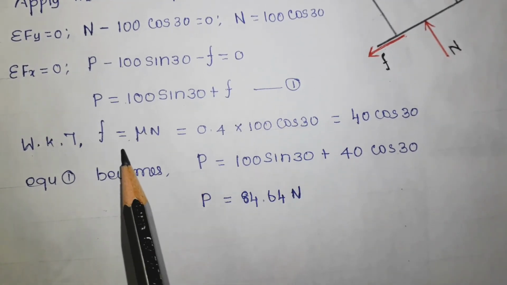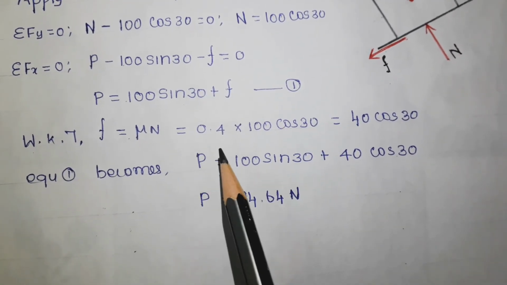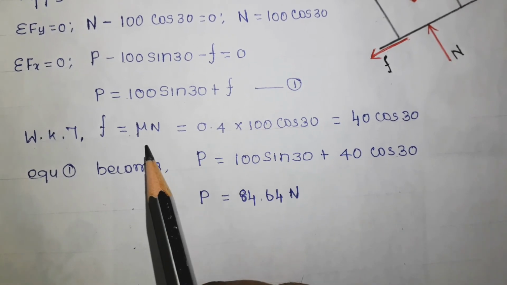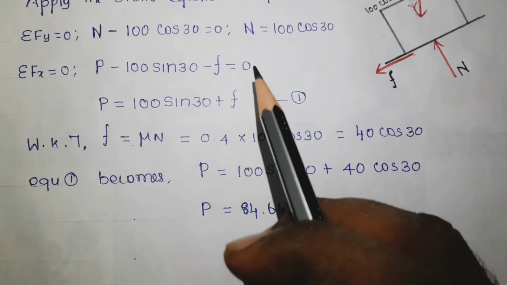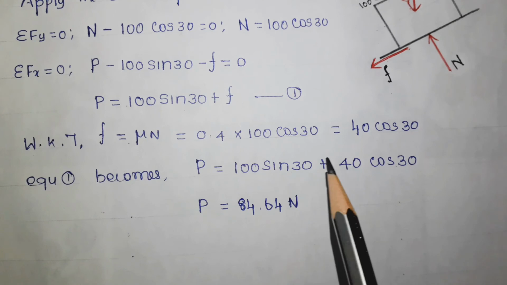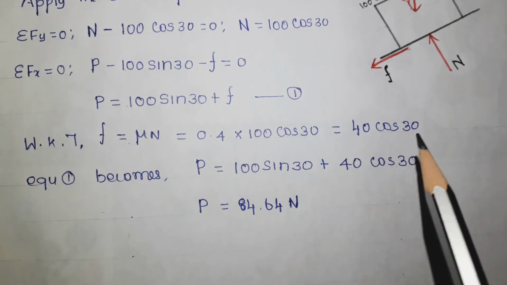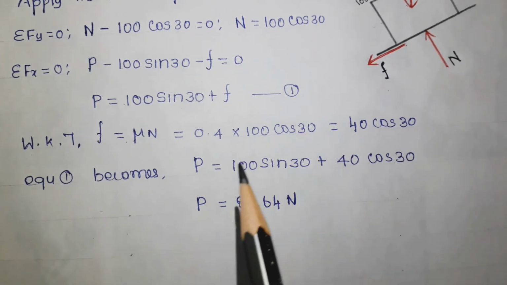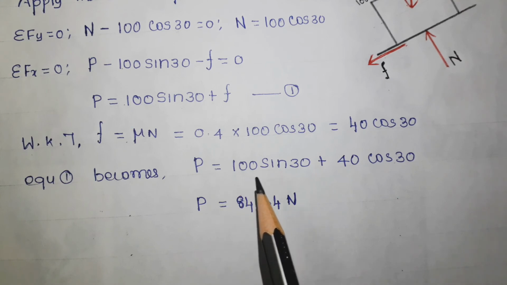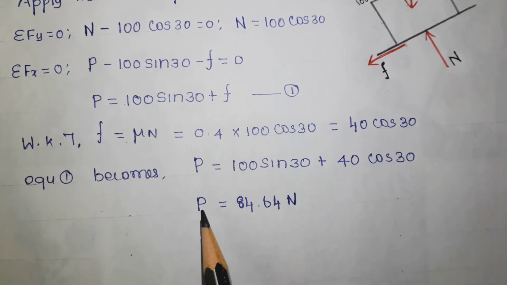Now again we know that F equals mu times n. Now substitute 0.4, and in the place of n just substitute this value. So finally you will get the answer as 40 cos 30. Now the first equation will become P equals 100 sin 30 plus 40 cos 30. Upon solving you will get the answer as P equal to 84.64 Newton.